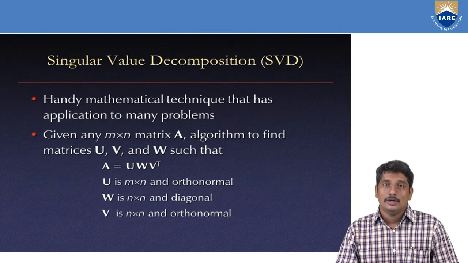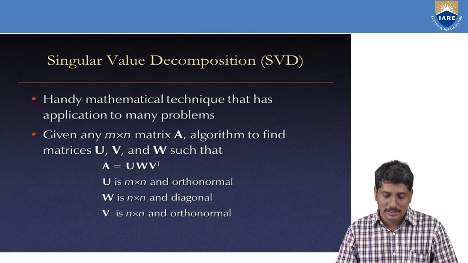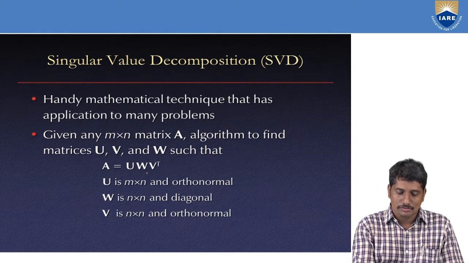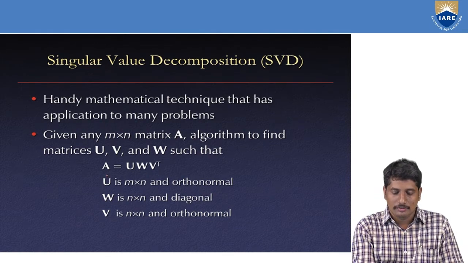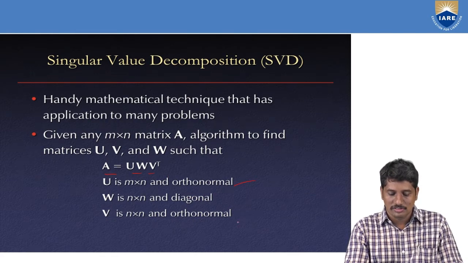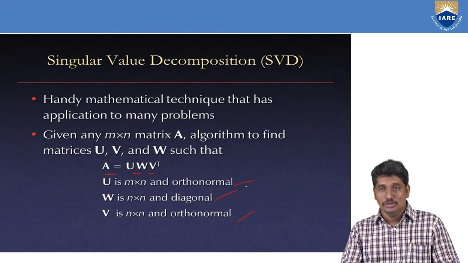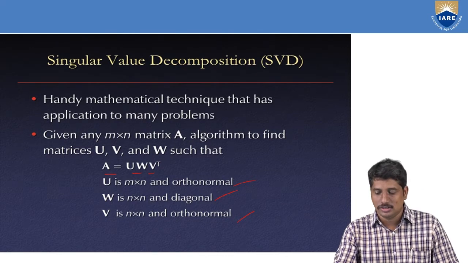Given any m by n matrix A, the algorithm finds matrices U, W, V, which I have told you, such that A is equal to U W V transpose. U is orthonormal, V is orthonormal, and W is a diagonal matrix, which I discussed with you.